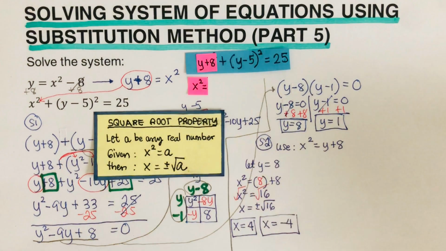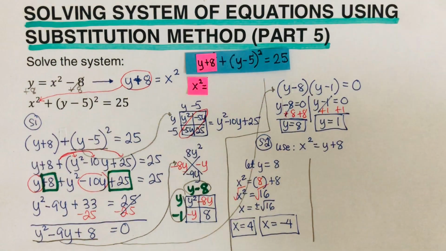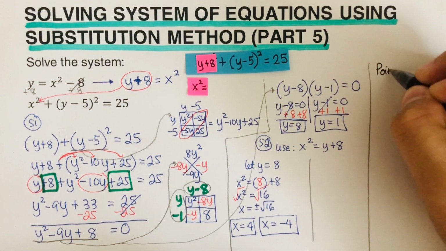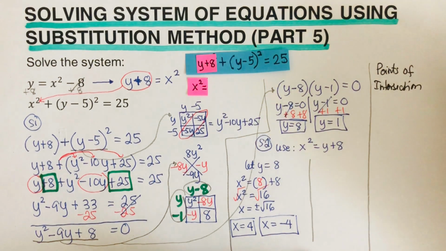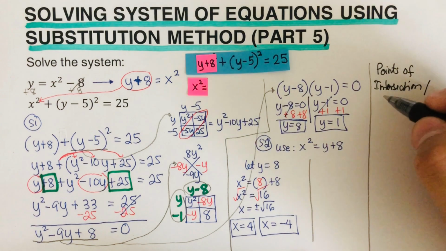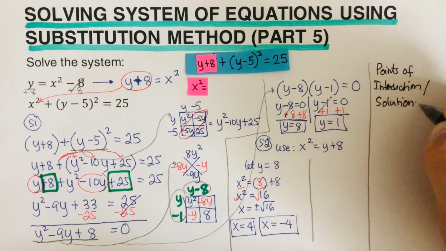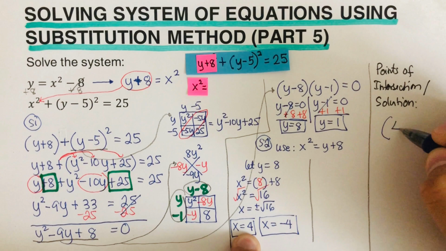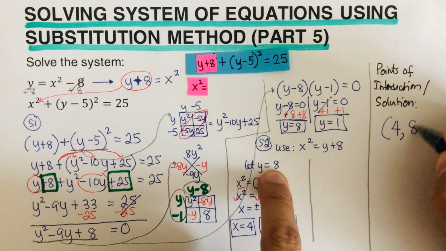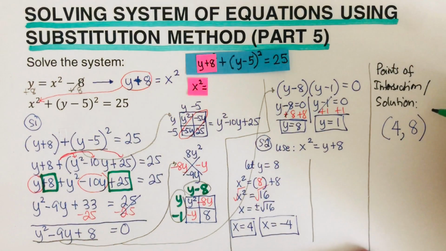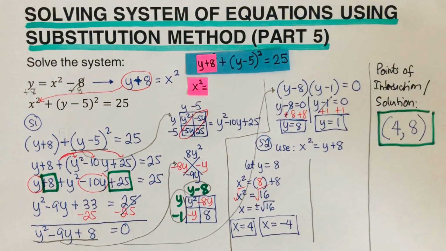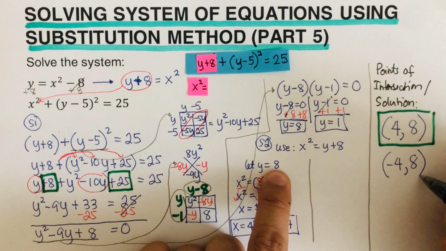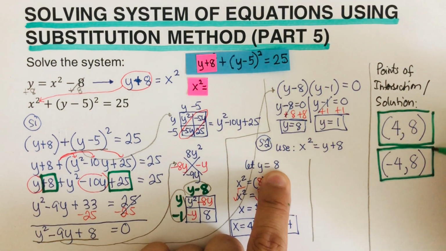So we already solved for when y was 8. So then we can go ahead and write the points of intersection here. So I will label this part here. Please remember that the other term for points of intersection is the solution. Okay, so the first solution would be when x is 4. So I'm going to go ahead and write 4. The y was actually 8. So that's the first point of intersection. I will label this, put it in a box. And then the other point of intersection would be negative 4, 8. So then I can go ahead and put this inside a box. That's the second point of intersection.